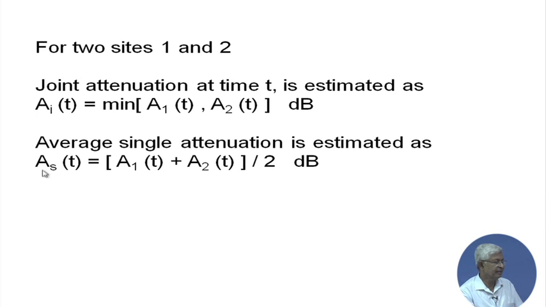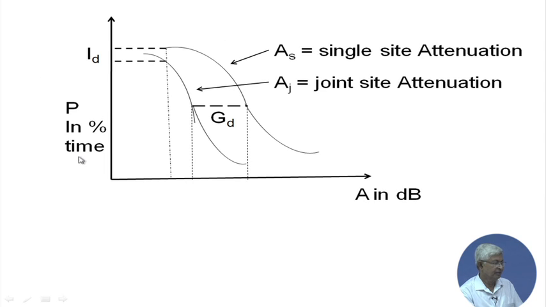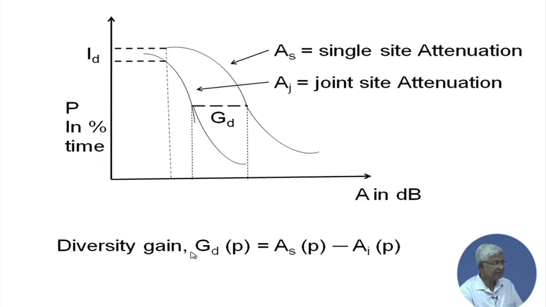So this As and Aj, if plotted in terms of probability of time, As plots like this, just a typical plot, and Aj plot is like this. So you can see that at the joint site attenuation, for the same probability in time, you have certain gain, you have less attenuation. This is defined as GD, that is the gain due to diversity. So diversity gain in terms of probability is As minus Aj in dB.